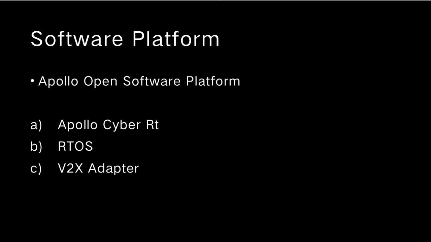First, I'm going to introduce the Apollo Open Software Platform. According to our studies, the Apollo Open Software Platform consists of three parts: Apollo CyberRT, RTOS, and V2X adapter. First of all, Apollo CyberRT is an open-source, high-performance runtime framework specially designed for autonomous driving scenarios.